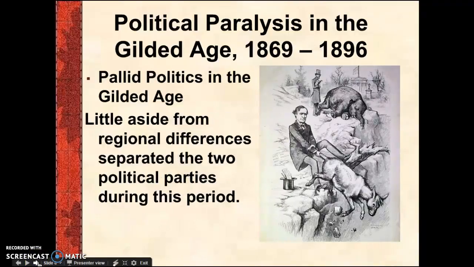Next slide. Pallid politics in the Gilded Age. Little aside from regional differences separated the two political parties during this period. Right after the Civil War, the Republicans pretty much dominated American politics, but by the mid-1870s, the Democrats were beginning to revive themselves, and this cartoon shows the Republican symbol over here, the elephant, and the Democrat symbol, the donkey.